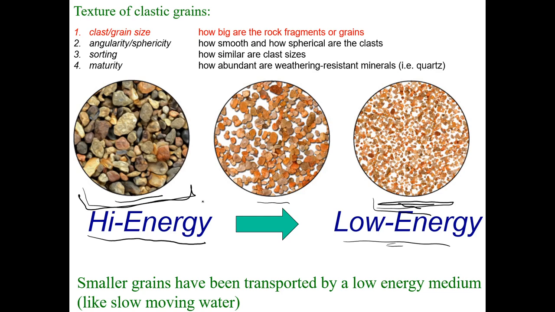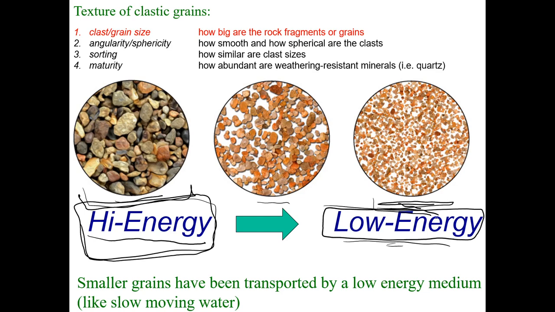Okay, so when we find sandstones, conglomerates, breccias, it's telling us that was a high energy, high velocity water flow compared to silts and clay. That's a low energy, very little flow and movement in the water in those environments.